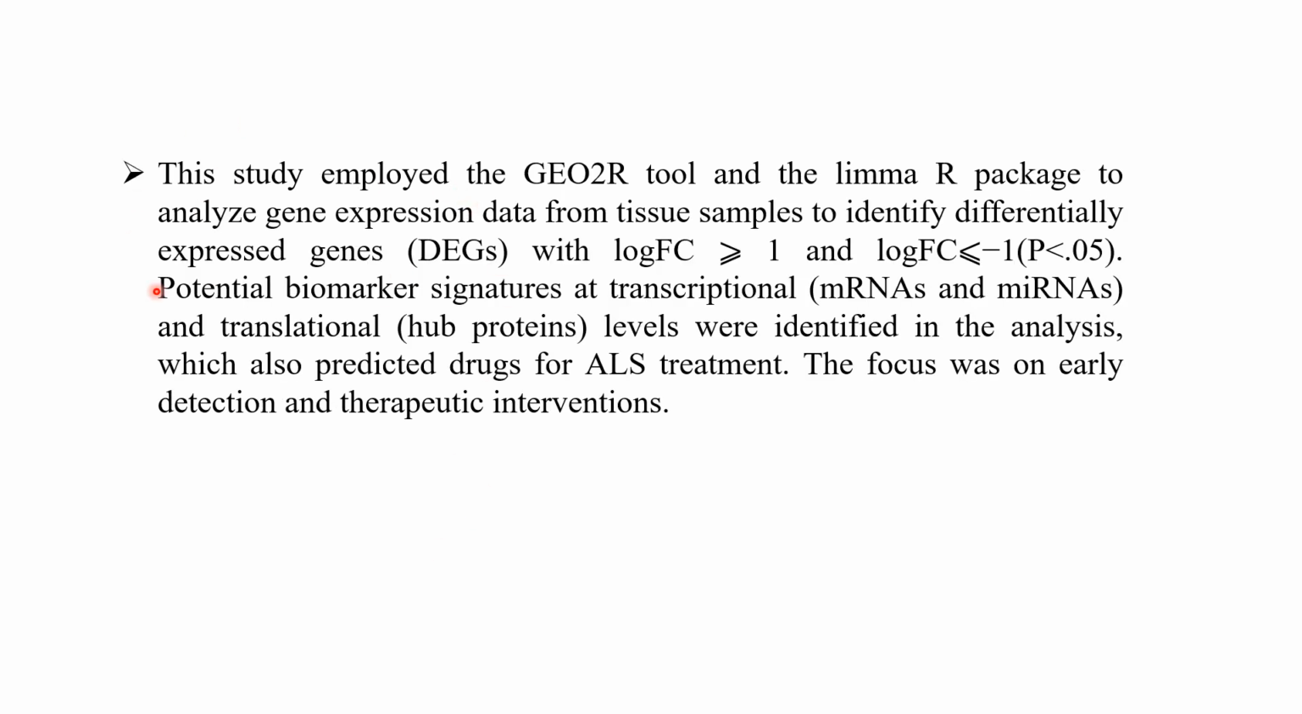Now comes the study part. In this study, we used the GEO2R tool and the limma R package to analyze gene expression data from tissue samples to identify differentially expressed genes with log FC greater than or equal to 1 and also log FC less than or equal to -1. In both cases, we always kept p-value less than 0.05. Potential biomarker signatures at transcriptional and translational levels were identified in the analysis, which also predicted drugs for ALS treatment. The focus was on early detection and therapeutic intervention.